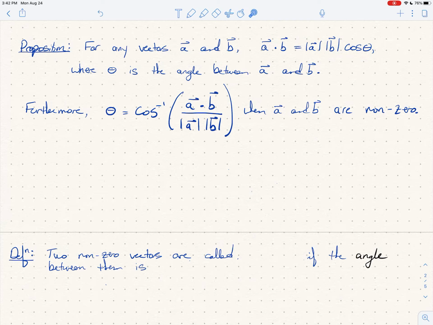I also want to mention that in solving for theta, I am assuming both A and B are not 0. I think I said that, but I'll say it again because I'm dividing by length A times length B, so I want to avoid division by 0. That's never a good thing to do.